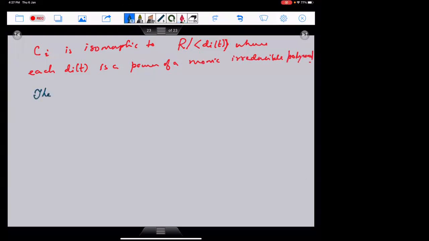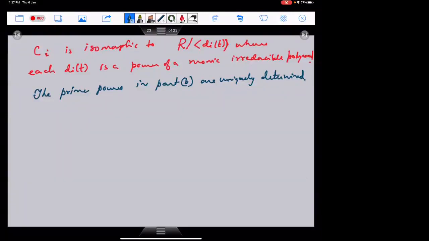The prime powers in part B are uniquely determined. Okay, so I hope now you can compare the statement for finitely generated abelian groups and how it is generalized to finitely generated modules over a PID, and modules over the polynomial ring over a field, polynomial in one variable, coefficients from a field. So statements are analogous. Only here prime is replaced by irreducible.